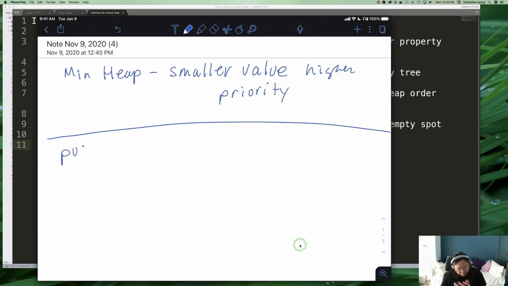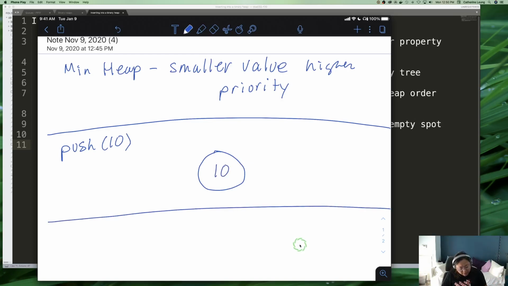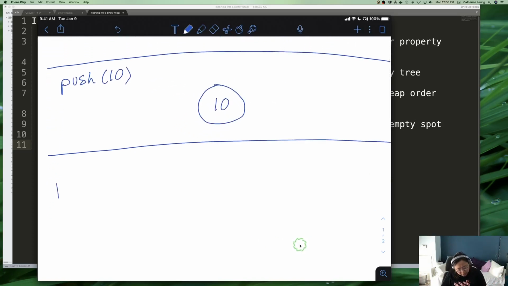So we start with push 10. Where will 10 go if we pushed it into the heap? Now the first one is pretty straightforward because the only node we can create is the root. So obviously 10 will go into the root. Now the next one, let's push 20.